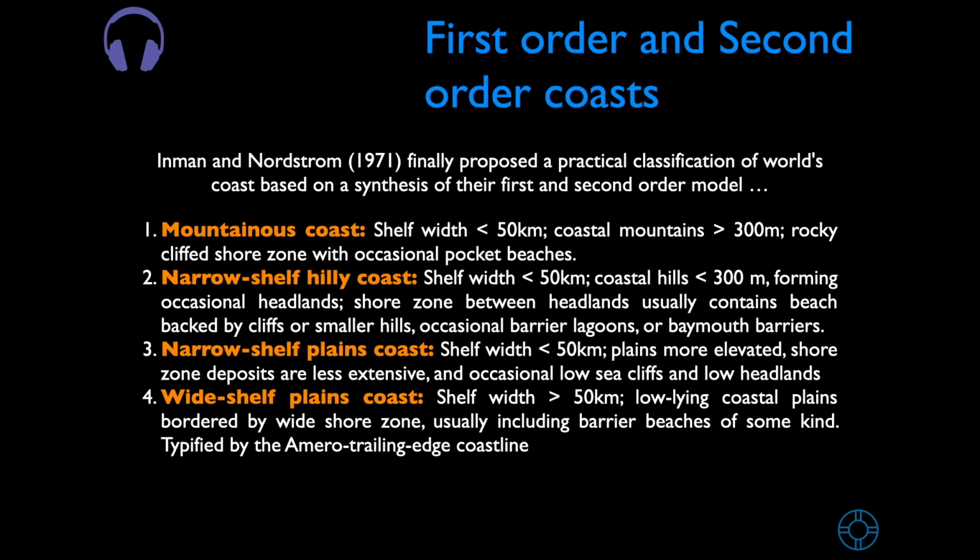The next one, number 4, are the wide shelf plains coast. The shelf width is above 15 kilometers. There are low-lying coastal plains bordered by a wide shore zone, usually including barrier beaches of some kind. They are typified by the Amero trailing edge coastline.